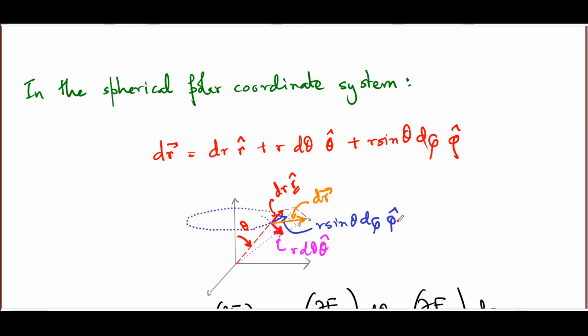What happens if we were to change all three? It should take a moment's thought to figure out that then the infinitesimal displacement will be the sum of these three vectors. This tiny thing here will be a rectangular parallelepiped. Well, for large changes it would not have been rectangular, but for tiny changes this would be a rectangular parallelepiped. And the sum of the three vectors would be along the diagonal to this parallelepiped, which will be the actual displacement when r changes to r plus dr, theta changes to theta plus d theta, and phi changes to phi plus d phi. So this is the expression for the displacement vector in spherical polar coordinates.